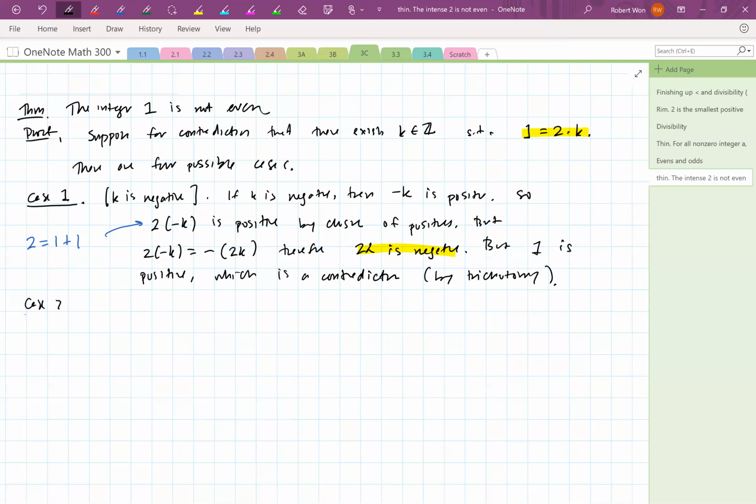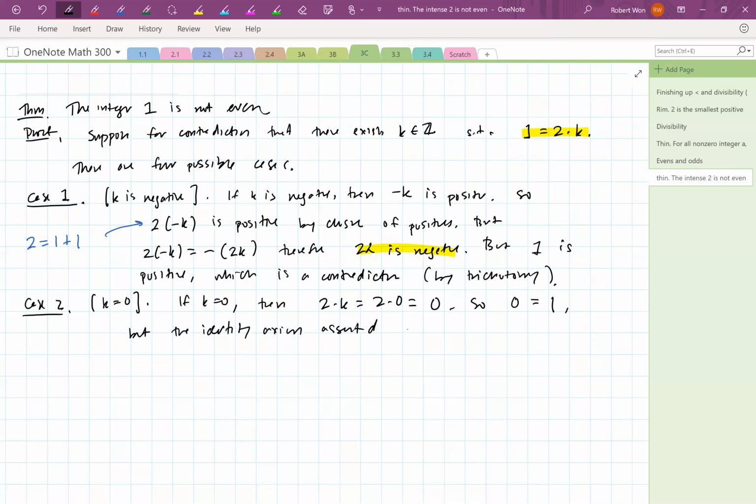Okay, case 2 is k equals 0. If k equals 0, then we already showed that 2 times k, which is 2 times 0, is 0. We proved that already. Anything times 0 is 0. But remember, again, 1 is 2k, right? So 0 equals 1, but the identity axiom asserted that 0 and 1 were different numbers. So this is a contradiction. I can't have that 0 equals 1, but also 0 does not equal 1.